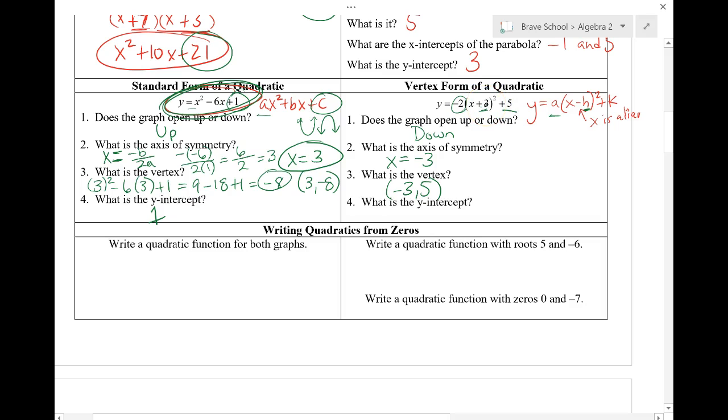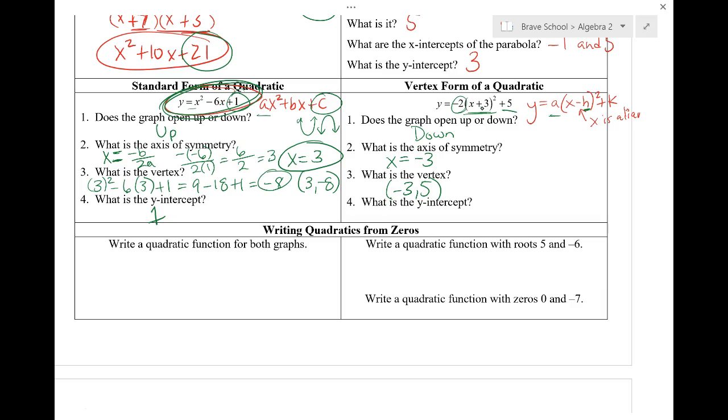Okay. Now let's say this was x minus 3 in the middle here, then that would mean that this is a positive 3 instead. So whatever this number is, in the middle where h is, it's the opposite for the x value. Okay?